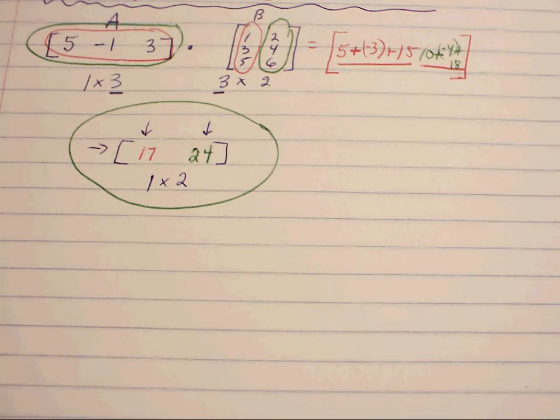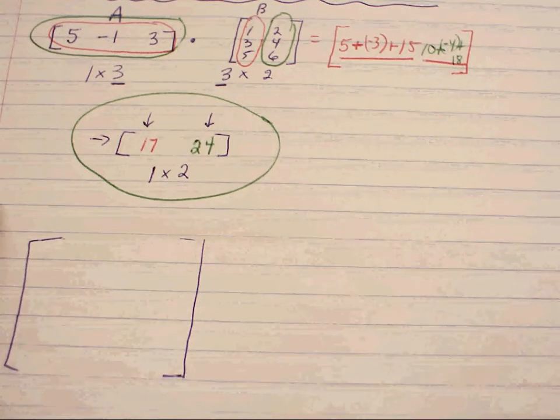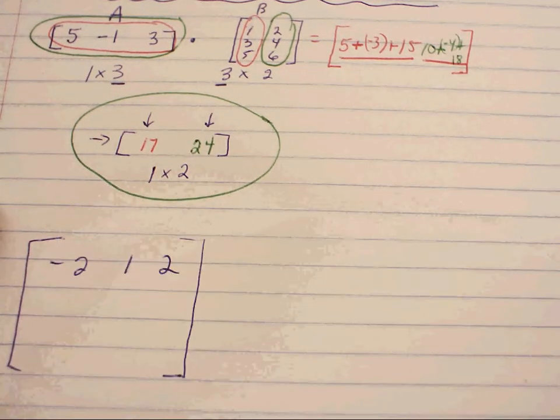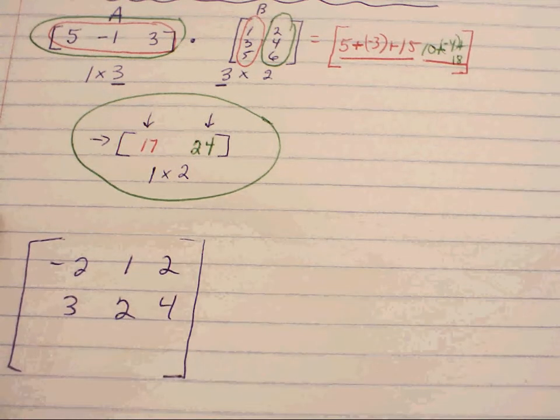All right, what if I do a 3 by 3 times a 3 by 1? Let's do this. Need a kind of big space because we're going to do a 3 by 3.